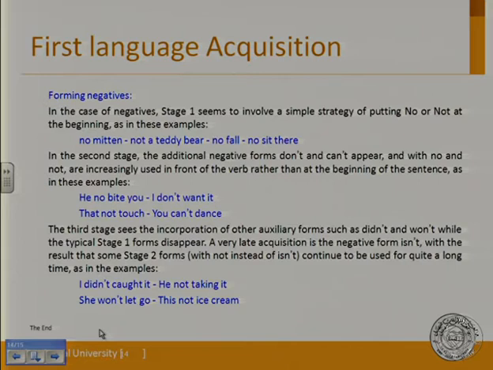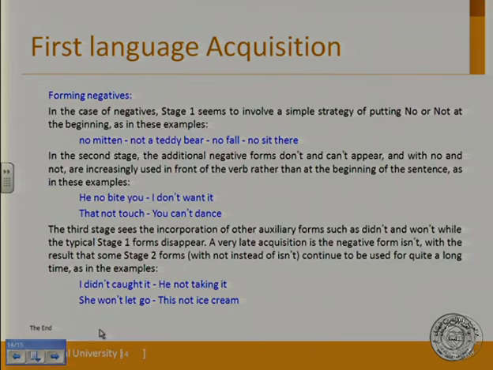The third stage seems to involve the incorporation of other auxiliary forms such as didn't and won't, while the typical stage 1 forms disappear. A very late acquisition is the negative form isn't, with the result that some stage 2 forms with not instead of isn't continue to be used for quite a long time, as in the following examples: I don't cut it, he not taking it, she won't let go, and this not ice cream.